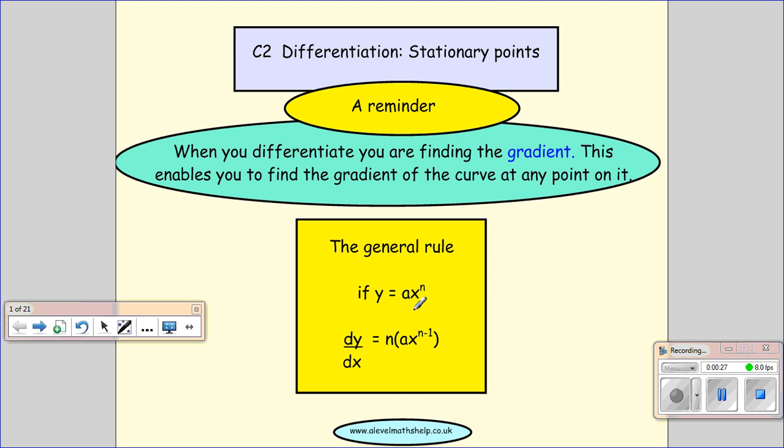Basically, when you have y equals some power of x, you take the power when you differentiate and you multiply by the power, and then you take 1 from the power. So you just take whatever the power of x is, you multiply by the power and you take 1 from the power to differentiate.